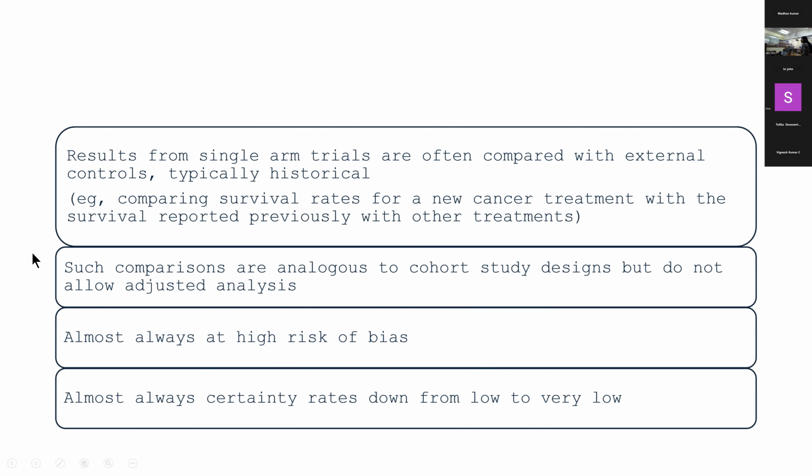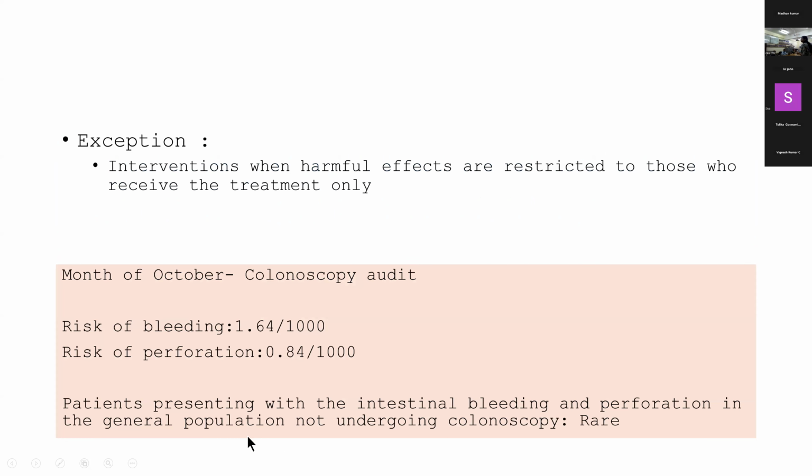So if you look at a single arm trial, you can never be sure of the effect of your intervention because you don't have a contemporaneous comparison. But what people do is they look at a historical cohort and see what the survival was in these patients when I didn't give this intervention, and look at your trial data and see what the survival was. But we cannot do a proper adjusted analysis. So these types of trials always have a high risk of bias, and your certainty always comes down to very low certainty of evidence.